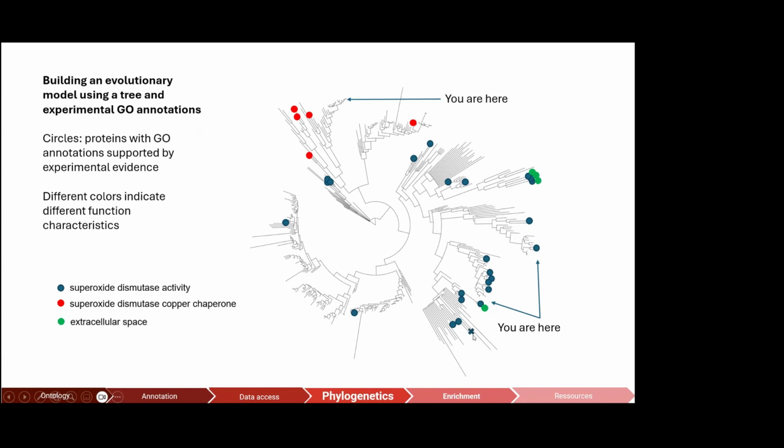And also we have a cross here. This means that it has been shown that here, at this level of the tree, the function was lost, but there was no gain of function. So you see, you have very, very different cases.